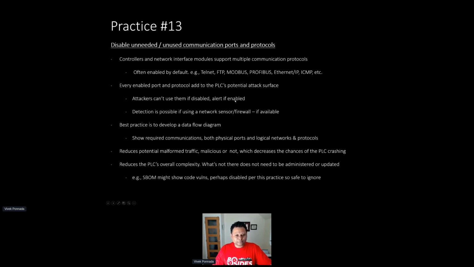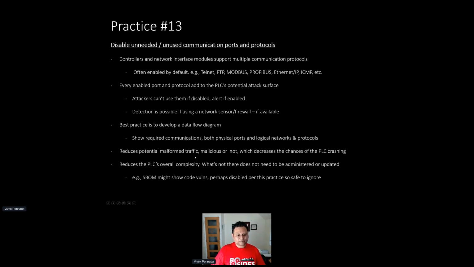But you can alert if any of these ports or protocols are enabled, and of course you can detect if a certain protocol or port is in use depending on traffic monitoring and if you have a firewall available. But even natively you can set an alert or an alarm if a port or protocol is being enabled, which is going to be your path to recognize that something is changing in the environment. So the best practice recommended as part of this practice list is to develop a data flow diagram that shows all the required communications, both the physical ports and the logical networks and protocols. So you're aware, even at the plant level, or if you happen to be a much more sophisticated organization that has even a SOC, someone at the SOC level too can easily recognize that a certain port or protocol is now enabled when in fact it shouldn't have been because it's not used in the system, right?